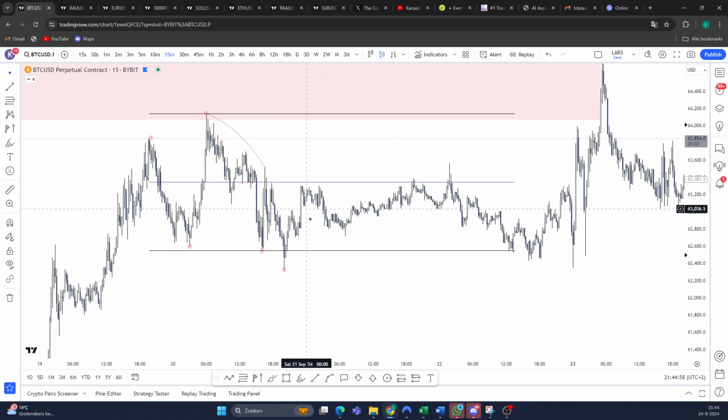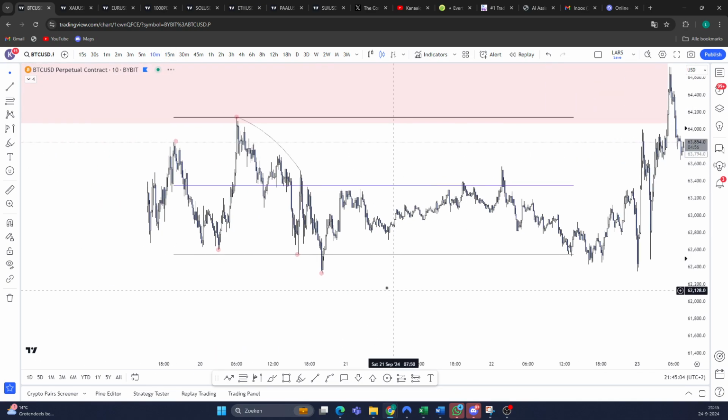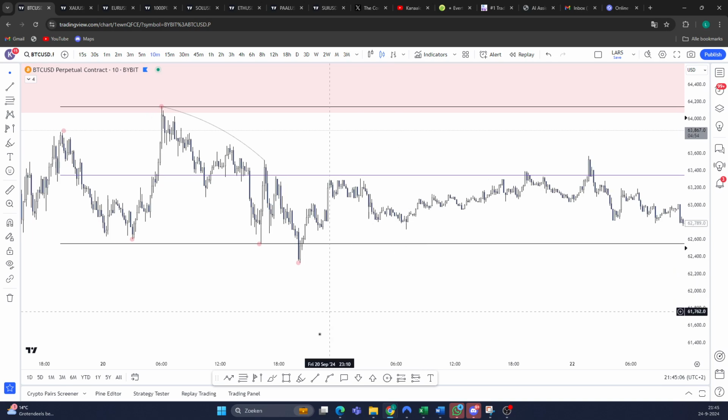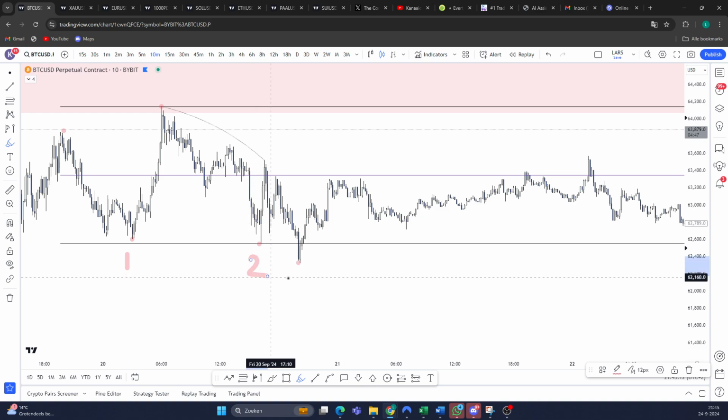Now, in order to confirm, obviously, your TCT Model 1 accumulation schematic, we have to break structure from the highest point between tab 2 and tab 3 down towards our third tab low. So this is tab 1, this is tab 2, this is tab 3. Okay? This is the highest point between tab 2 and tab 3.